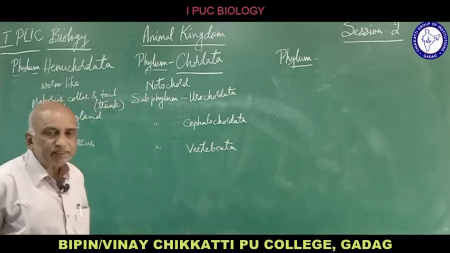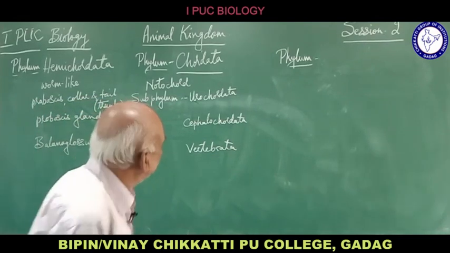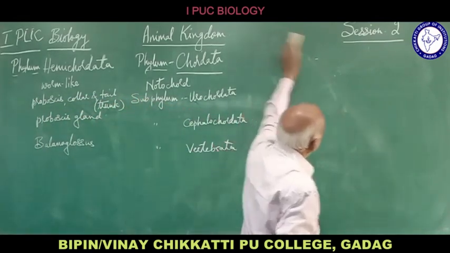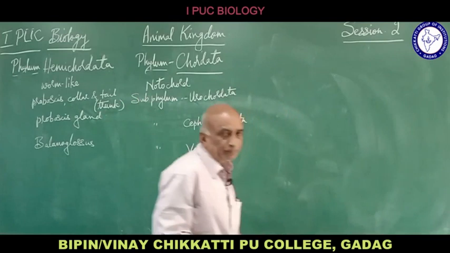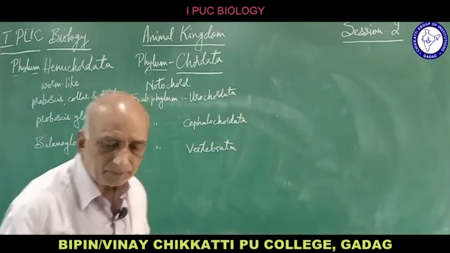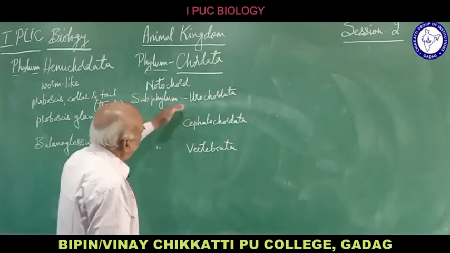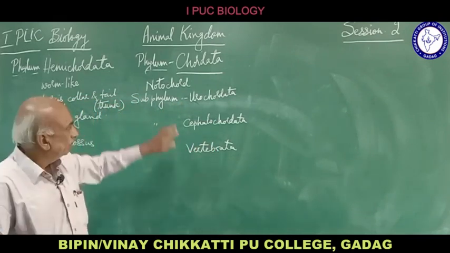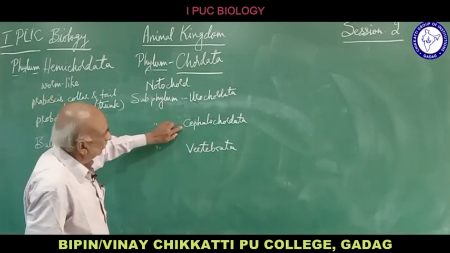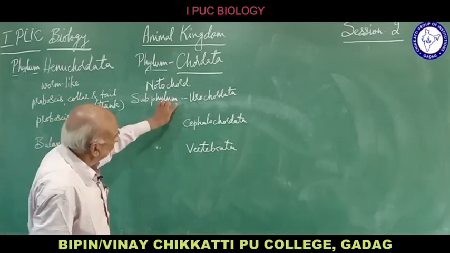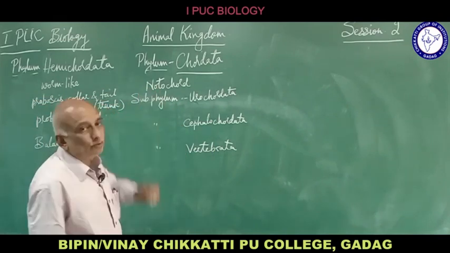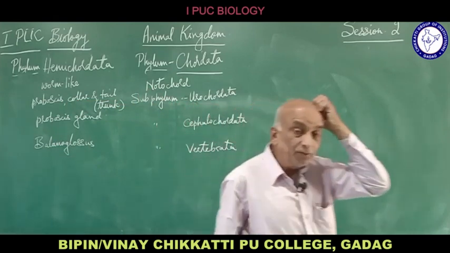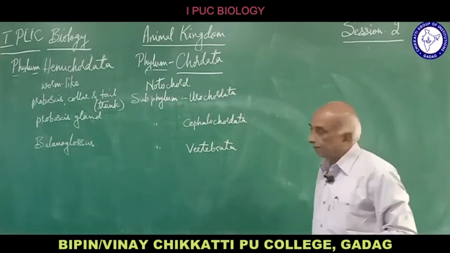So these are the three subphyla which come under Chordata: Urochordata, Cephalochordata and Vertebrata. These are divided on the basis of the notochord, how the notochord exists in the animals.